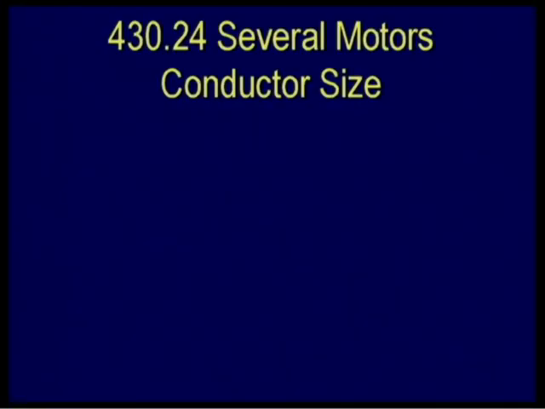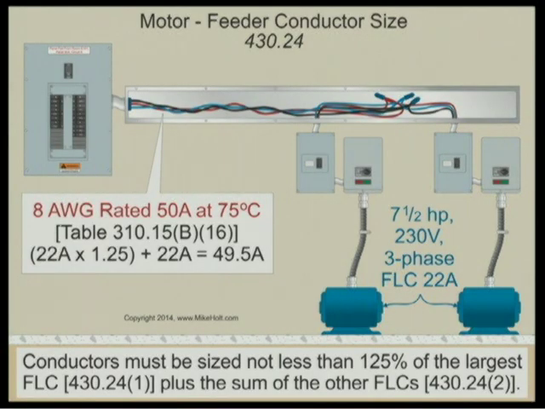Let's go on now, sizing conductors if you have several motors. Conductors must be sized not less than 125% of the largest FLC plus the sum of the FLCs of the other motors. So if I have two 7.5 horsepower motors, I do not look at the nameplate. I look at the code book. We already determined it was 22. So 22 times 1.25 plus 22 amps comes out to be 49.5.